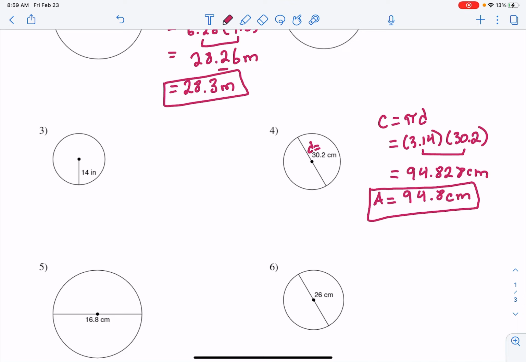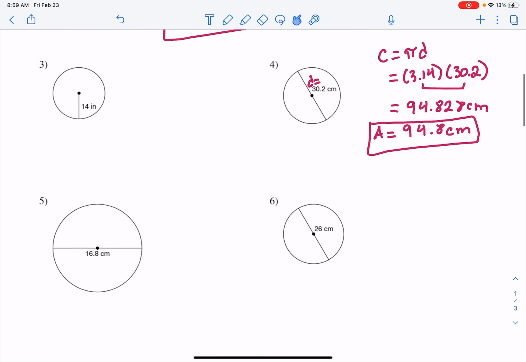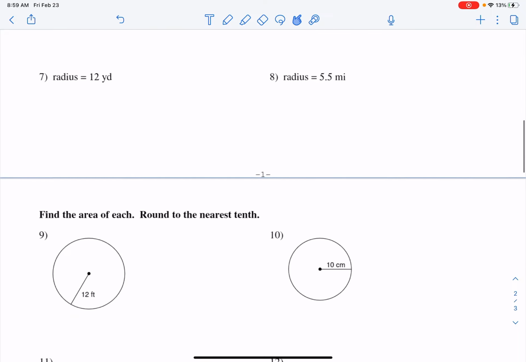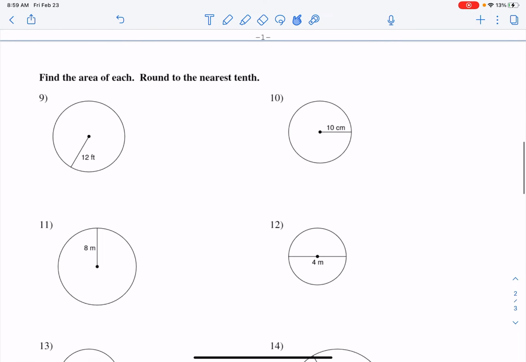All right, so that's how you find the circumference of a circle given a radius or a diameter. We're going to go ahead and jump to the back of the page, and we're going to review how to find the area of a circle. So number 9, it says find the area of each. Round to the nearest tenth. And remember, our formula for area of a circle is A equals pi r squared.